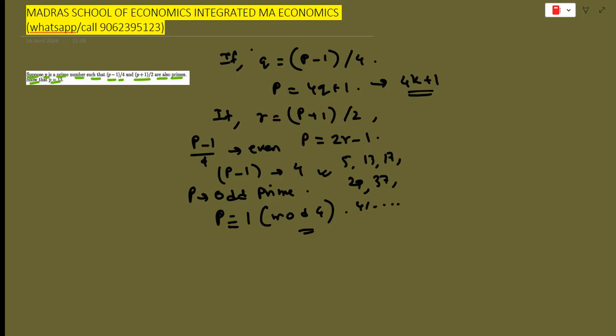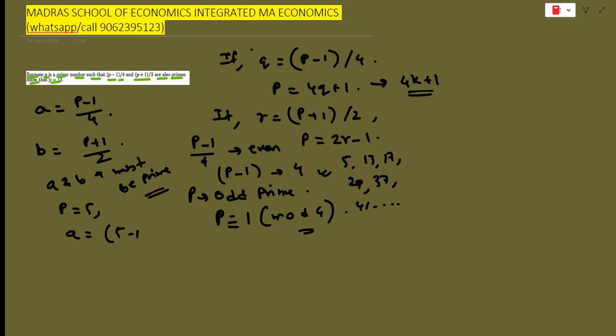Okay, now let's define our friends. Now let A equal (P minus 1)/4 and B equal (P plus 1)/2. Okay, now both A and B must be prime, right? Now let's try P equal to 5, and A equals (5 minus 1)/4, that is 1, and is 1 prime? No, 1 is the lonely heart of mathematics, not prime, not composite, it's excluded.